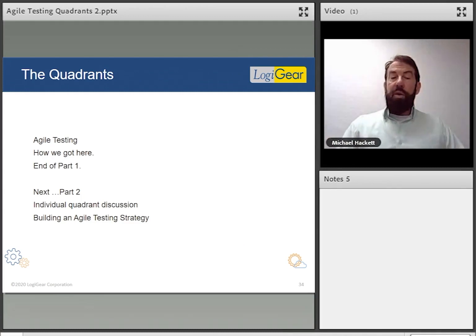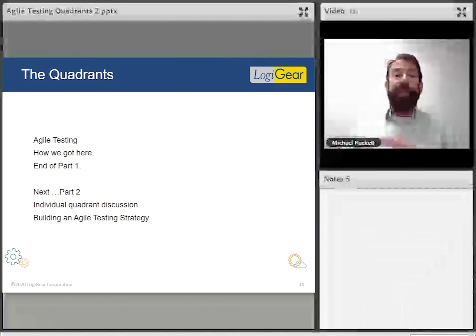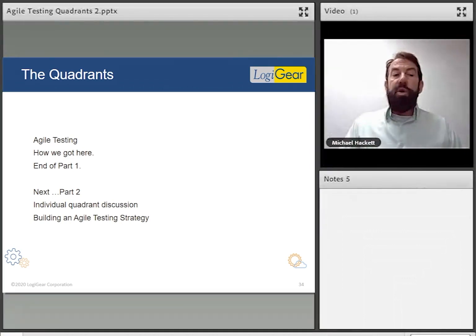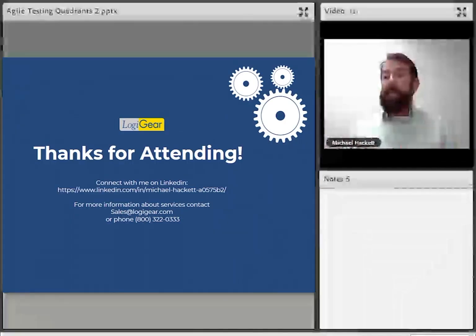Okay, so to summarize what we just talked about today in part 1, we talked about what agile is, where we were in traditional development, moving into being agile, how we got here, what tasks we do and the phases that we go through, and we looked at some XP practices and how these pieces fit together. What we're going to do next is go low level and talk about individual quadrants, what happens in the individual quadrants, and building an agile testing strategy. So I hope you watch video number 2 and see you there.